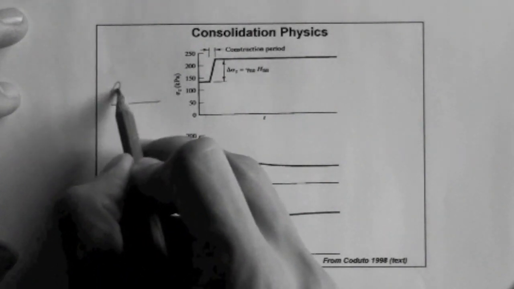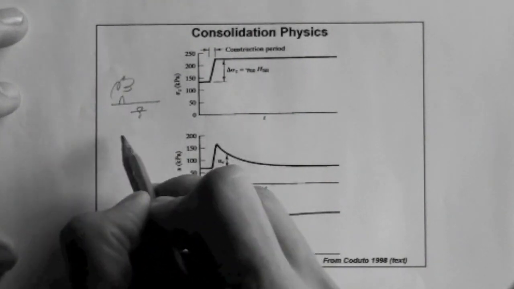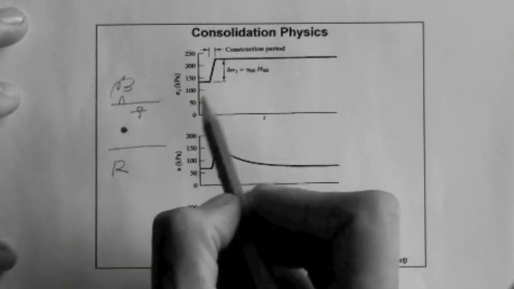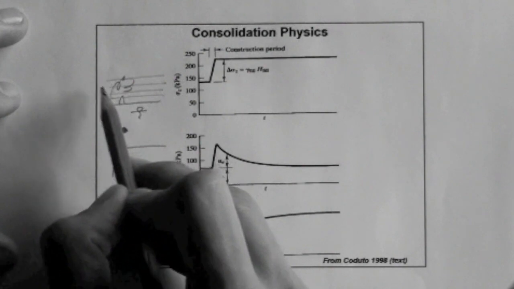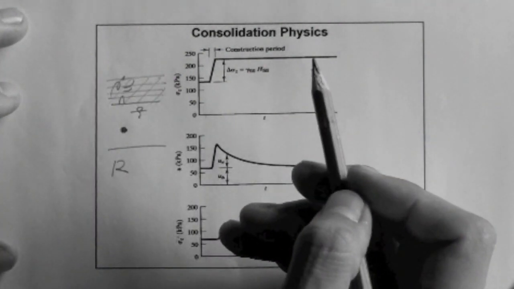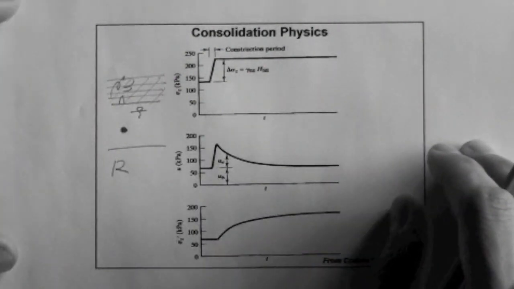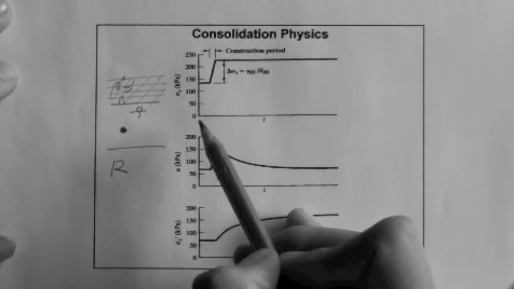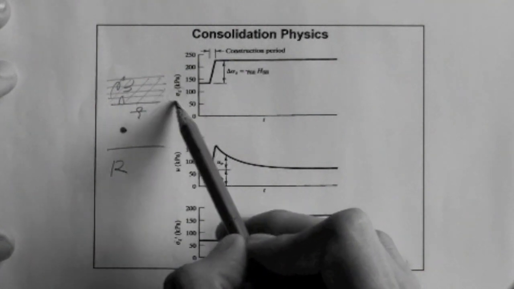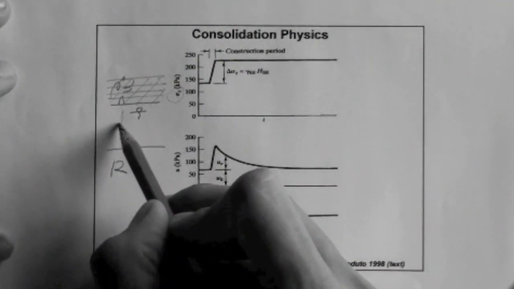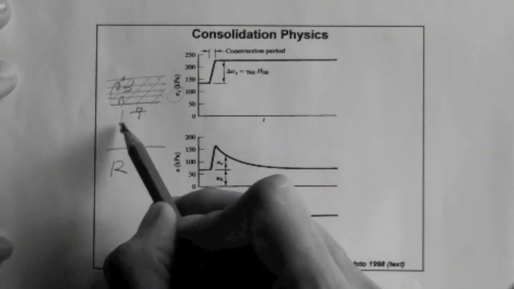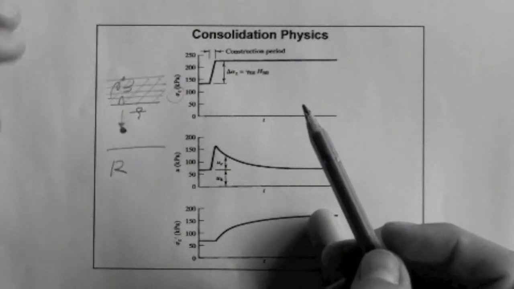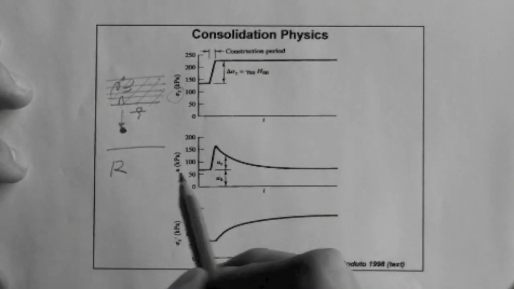So here we have our site. Water table is there. Here's a point that we're interested in. Here's rock. And we are going to construct a fill on top of the site in layers. So what we want to monitor here with these plots is the total stress at this point, total vertical stress. Remember, we talked about the fact that we are considering vertical stresses because the deformation due to consolidation will be a vertical one.